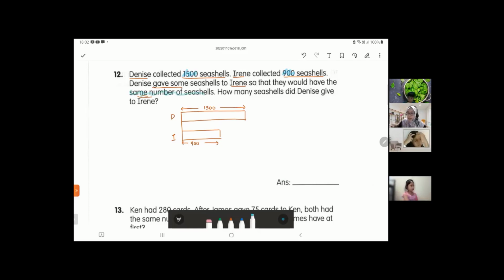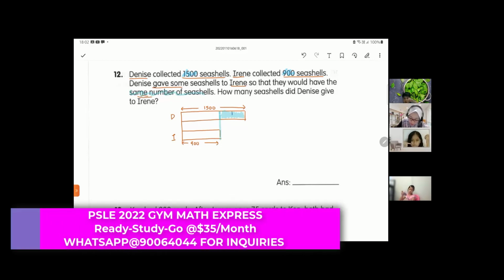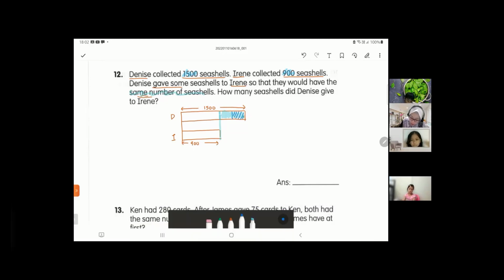Okay, so you can tell that if you look at this part here, this blue part here is the extra for Denise. From the extra, what I'm going to do is take half of it. Okay, I'm going to take half of this. So this shaded one will be given to Irene. So it becomes this way. The shaded one now goes here. Okay, so once the shaded one goes there, then this one has no more shaded part.